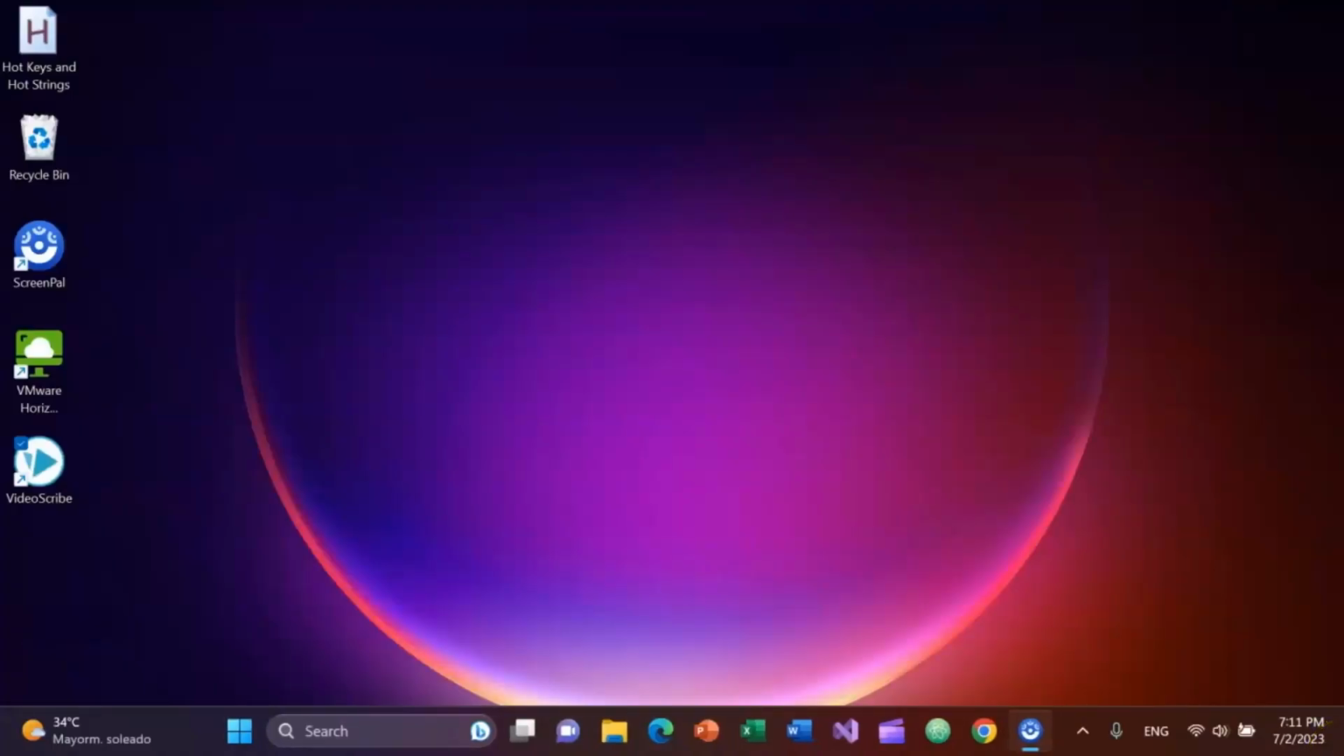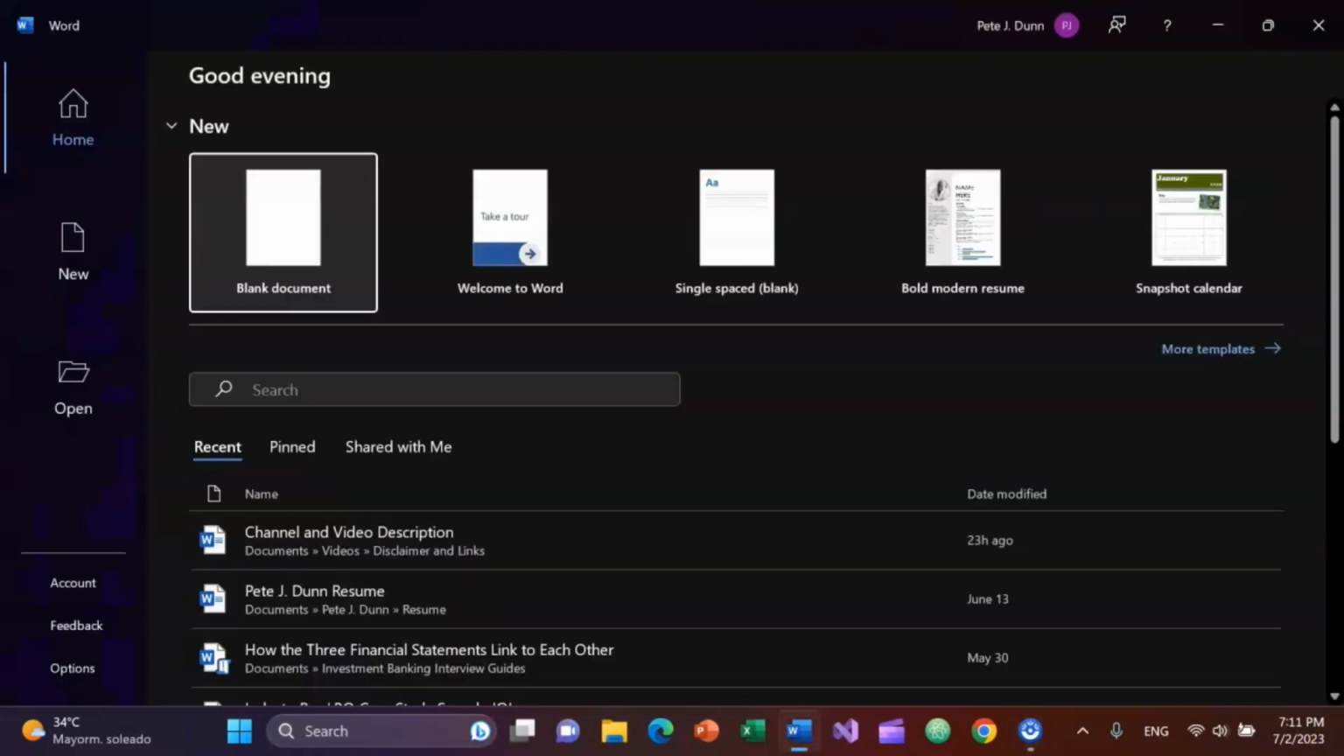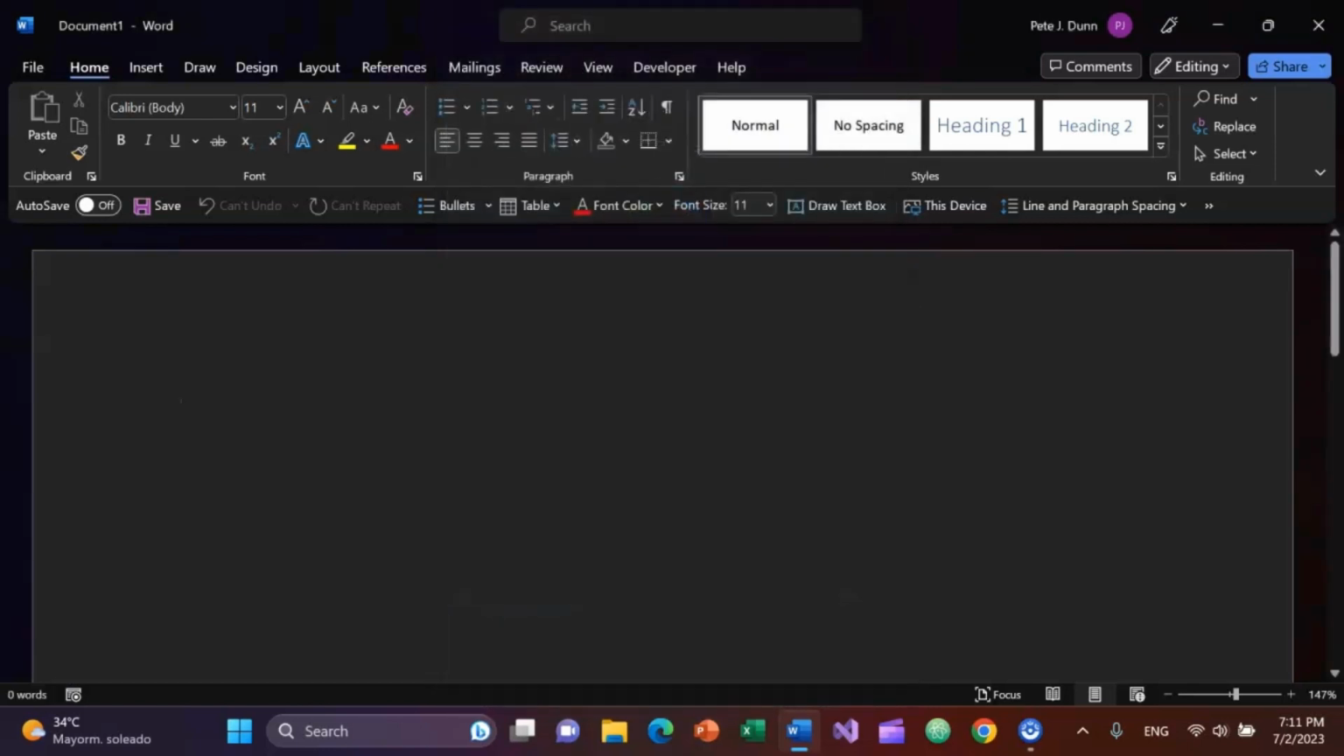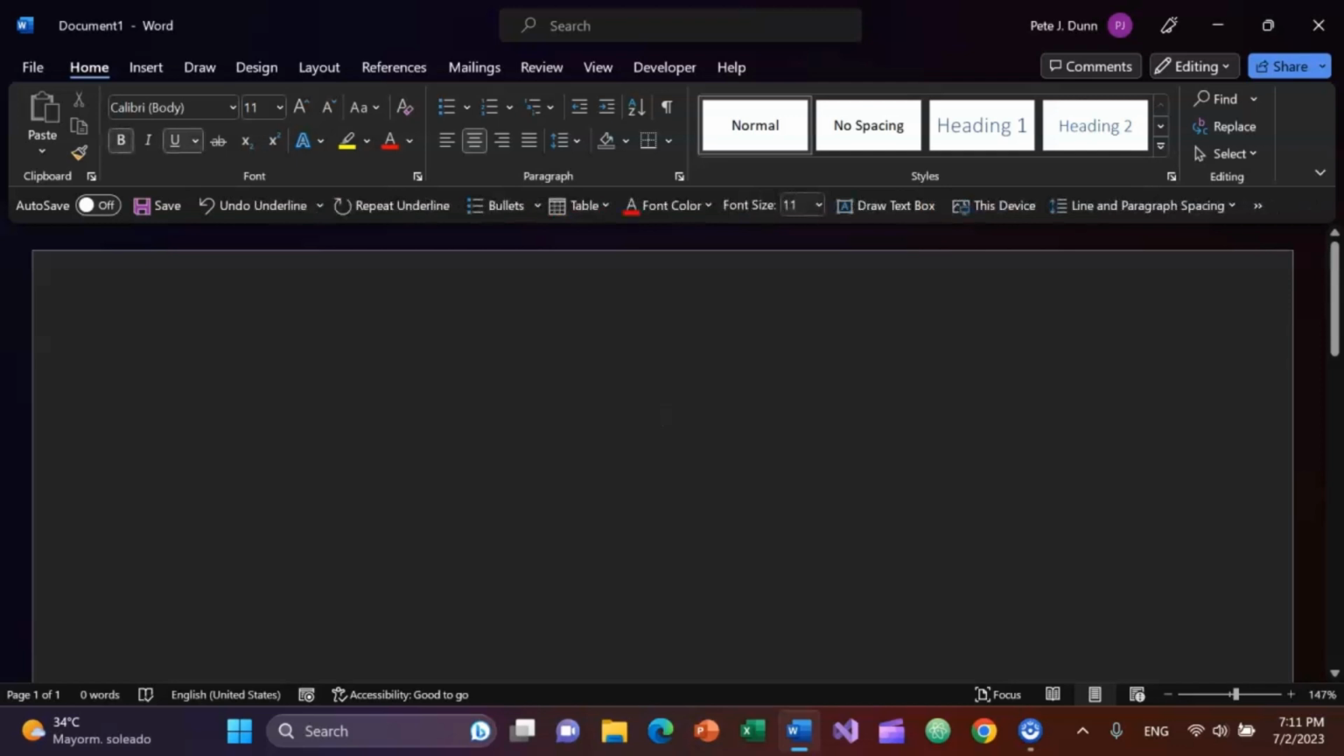Microsoft Word is the fifth thing on my taskbar. To open it, press Windows key 5. When you get to this menu, press Enter. Alt F4 to close that. Control E as in Echo. Control B as in Bravo, U as in Uniform to bold and underline.